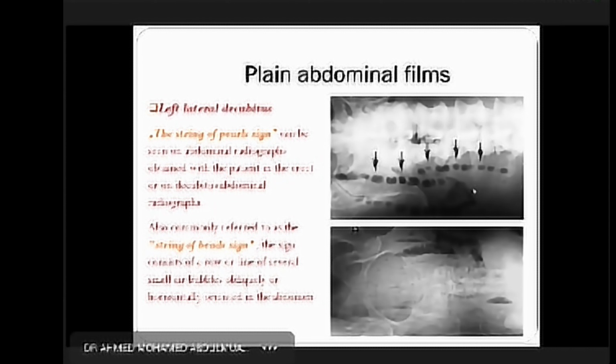This is just because of air trapped between the valvulae conniventes when the small bowel is dilated and fluid filled. So this is the fluid here, and this is the air bubbles trapped between the valvulae conniventes. So we call it string of beads, which is one of the signs of small bowel obstruction. We can see it in left lateral decubitus, or in the erect abdominal x-ray.